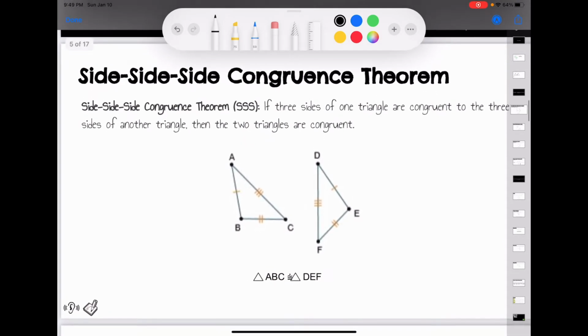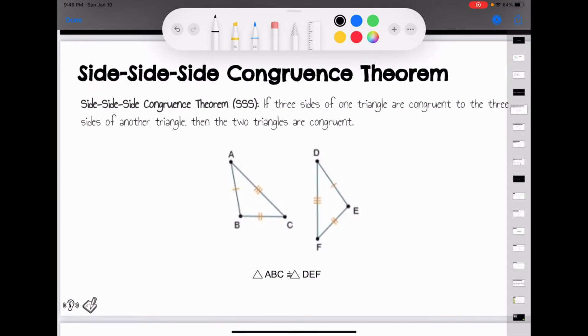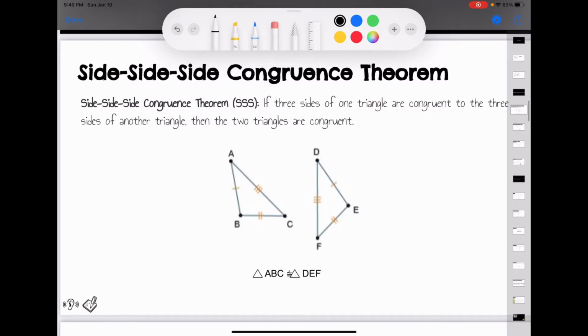The first one we can look at is side-side-side congruence theorem, also known as SSS. This theorem states, if 3 sides of one triangle are congruent to 3 sides of another triangle, then the two triangles must be congruent. So basically in this theorem, the criteria we must meet is that all 3 sides are congruent. If we can prove that all 3 sides are congruent, given the information we see here, then we can use the SSS theorem to prove that these two triangles are congruent to each other.